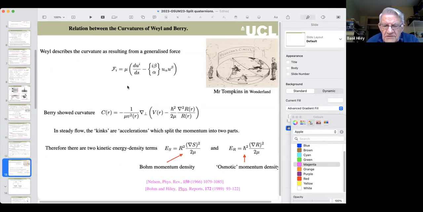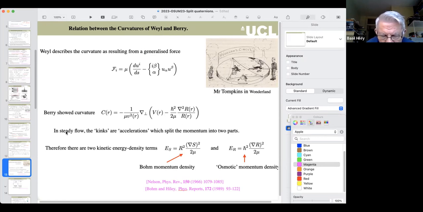And I want to just pause here. Here's Mr. Tompkins in Wonderland, which got me interested in physics in the first place. Here is the Weyl expression. Here now I put the Berry curvature expression. You'll notice it's in two parts as well.